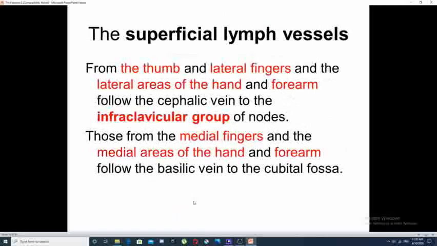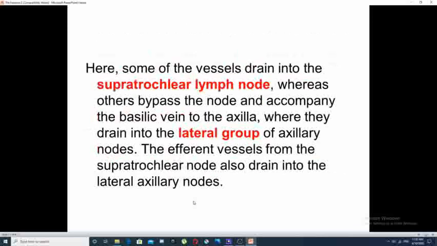What about the lymphatic drainage of the forearm? As a general rule, the lymphatic drainage of the upper limb is drained, generally speaking, to the lateral group of the axillary lymph nodes.